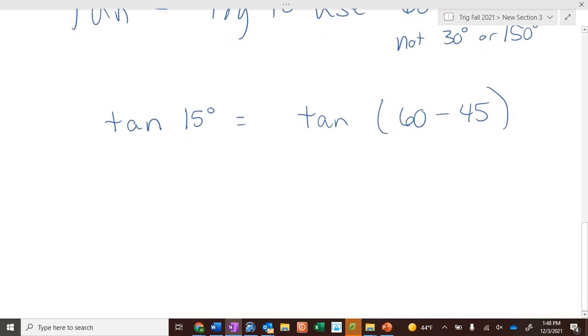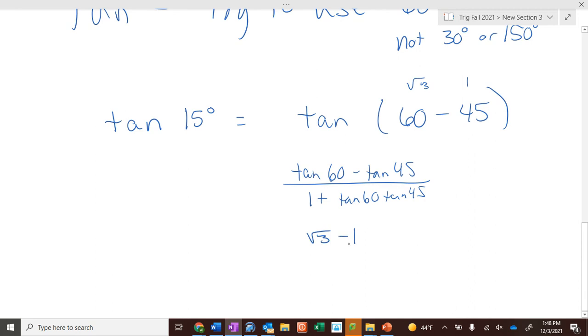What's the tangent of 60 degrees? Well, you put the sine over the cosine. So it's the square root of 3 over 2 over 1/2. If you multiply both top and bottom by 2, it's just a plain simple square root of 3, right? So that's why you use 60, because 60 is square root of 3. 45 is 1. Okay? So it's the tangent of 60 minus the tangent of 45 all over 1 plus the tangent of 60 tangent of 45. So it's going to be square root of 3 minus 1 over 1 plus the square root of 3.